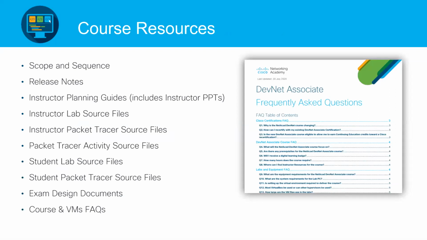Among those course resources, we have the scope and sequence document that is usually the first document that you are looking for when you are considering the DevNet Associate course or you would like to learn more information about this. So this will tell you the information about the course, the length, the requirements, what are the learning outcomes, and so on and so on and so on. Then we have the traditional release notes.